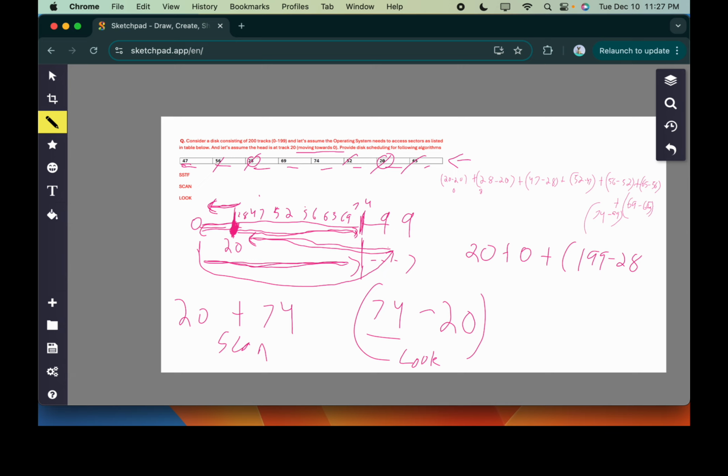So then lastly, we have C-LOOK. This time with LOOK, we see 20 is the smallest. There's no need to go to 0. We're going to do our jump here. Jump from 20 to, instead of 199, the largest value, 74. So from 20 to 74, we don't count that. That's 0 for the jump. Plus, we go from 74 to the next smallest, which is 28. And that's literally it. So that's it for that problem.